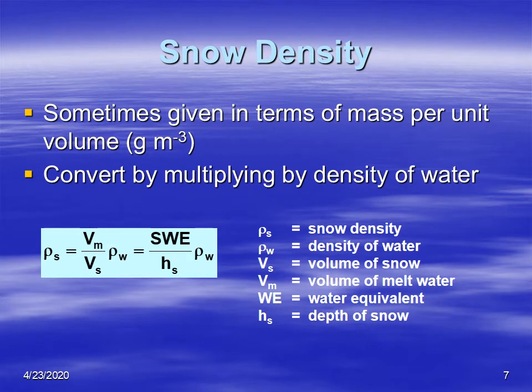You can also multiply that by the density of water in grams per meter cubed, which is actually 1, and then you'll get snow density in terms of grams per meter cubed. I don't see that very often. I don't see it multiplied by the density of water. Usually we just look at the ratio and that's it.